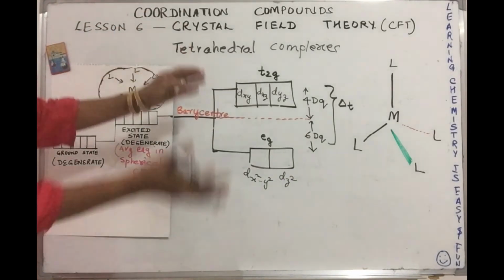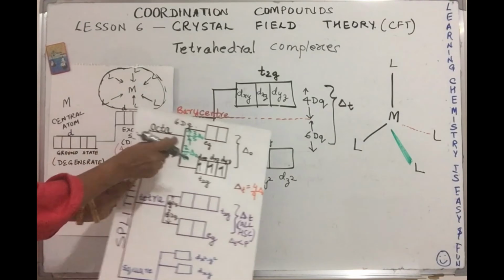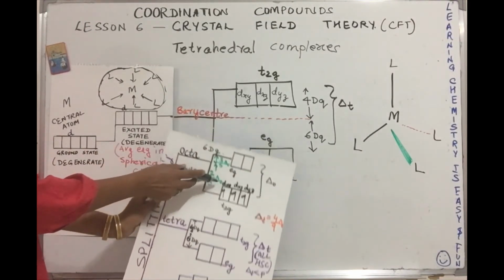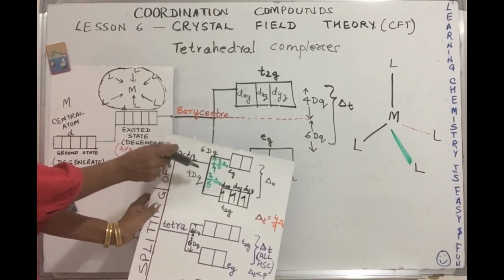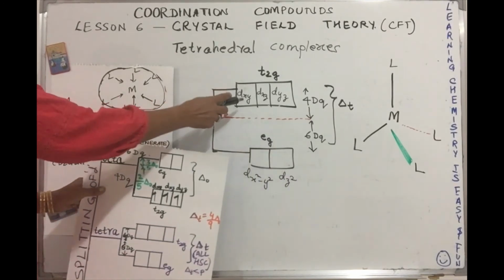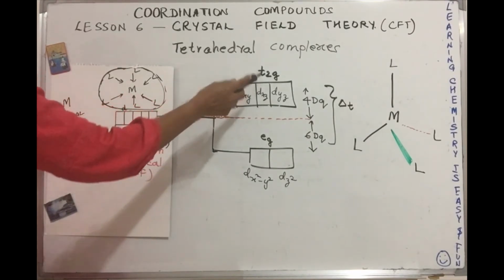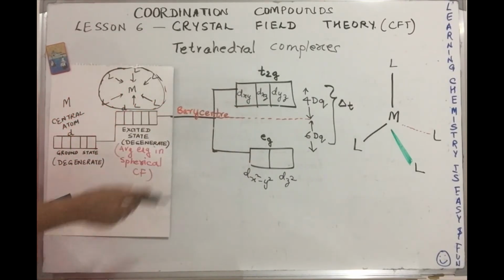So basically what has happened is the situation has completely flipped. This is what we had in the case of an octahedral complex: 3 down, 2 up. For a tetrahedral complex, it's totally reverse. It's 3 up and 2 down.